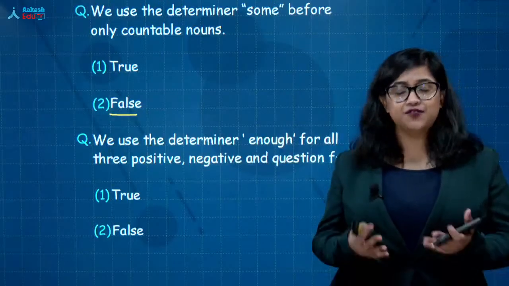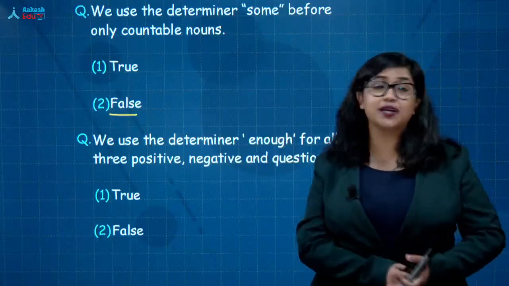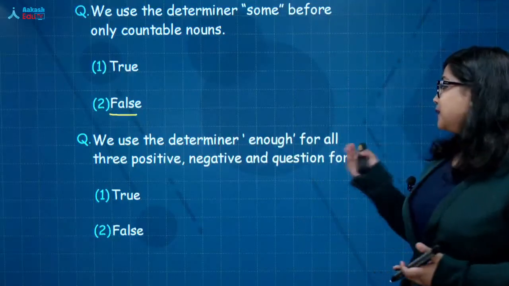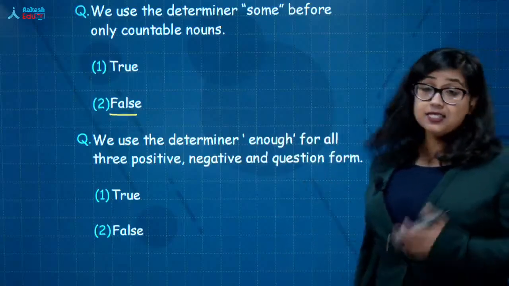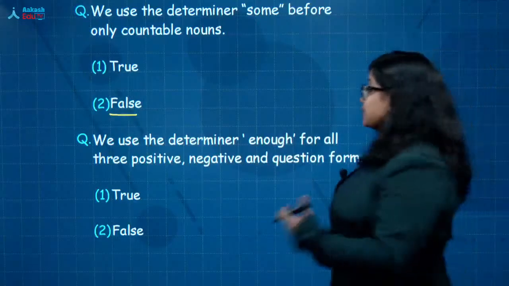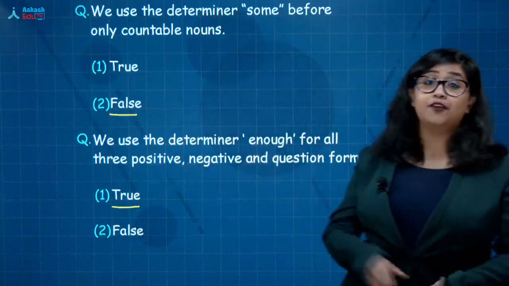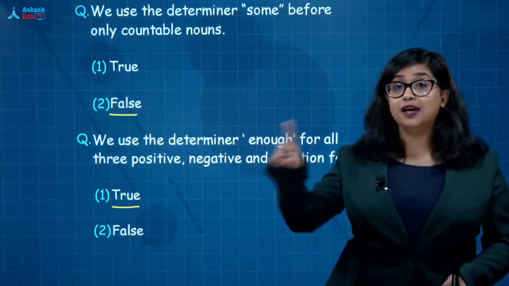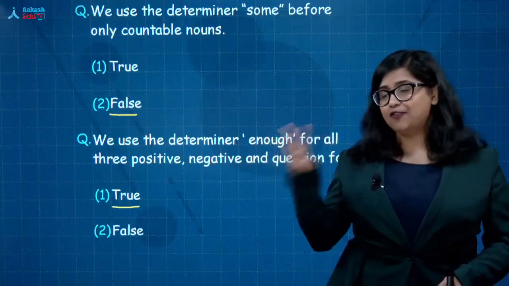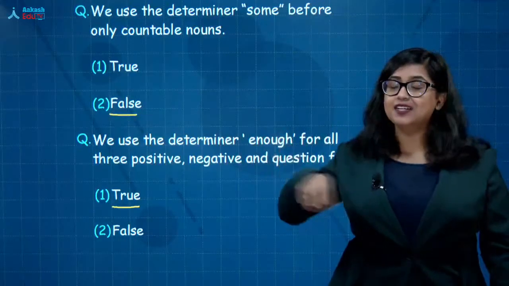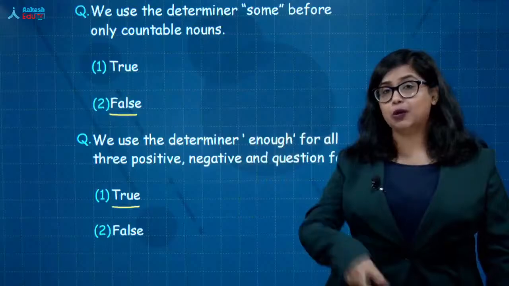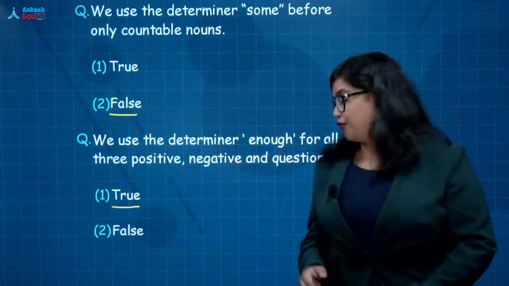Well done guys, you are doing an amazing job. Absolutely correct. The statement is indeed true. We do use enough for all three positive, negative and question form. For example, I have enough money, I don't have enough money, have you got enough money? So the same sentence I have changed into all three, positive, negative and question form.